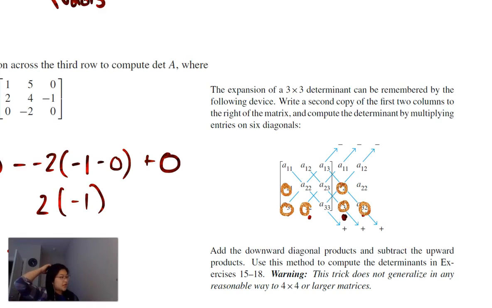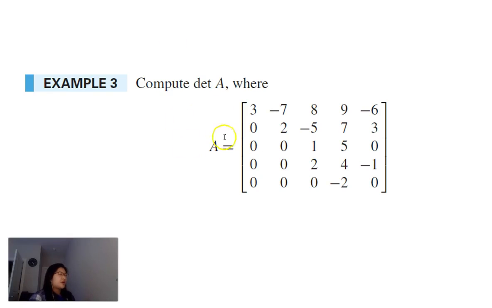Well, a lot of things get zeroed out, right? So the only thing actually that doesn't get zeroed out is this one diagonal. So think about that, and we will come around to it again. Compute this determinant of A, where we have this almost upper triangular matrix.